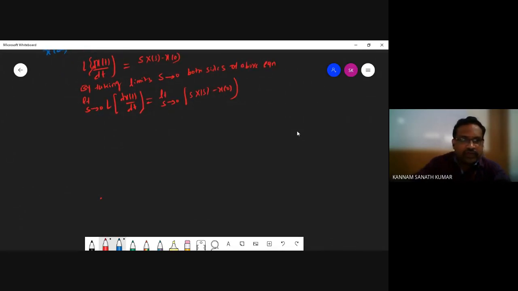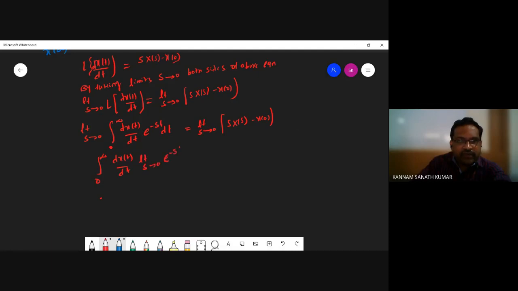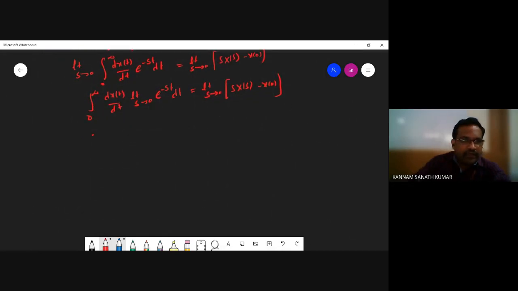If you apply the Laplace transform, what you are getting is the limit as s tends to 0 of the integration from 0 to infinity of dx(t)/dt e^(-st) dt, equal to the limit as s tends to 0 of s X(s) minus x(0). Now bring this limit inside the integration: the integration from 0 to infinity of dx(t)/dt times the limit as s tends to 0 of e^(-st) dt equals the limit as s tends to 0 of s X(s) minus x(0). Now apply the limits for the limit as s tends to 0 of e^(-st).